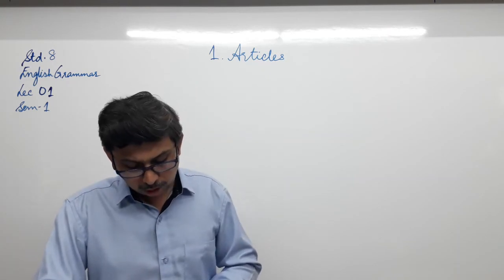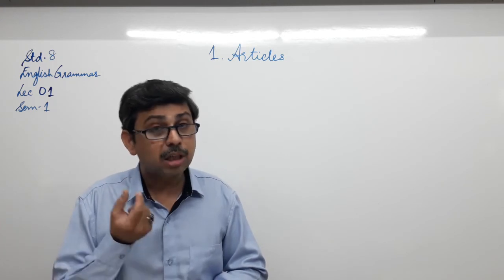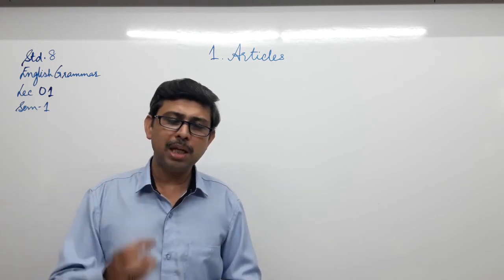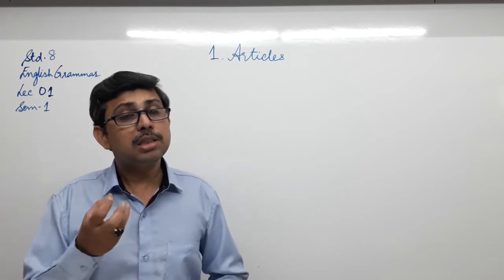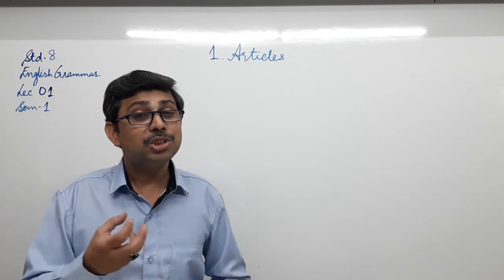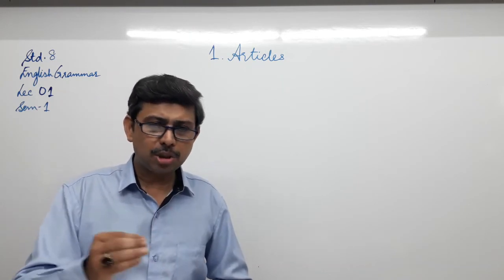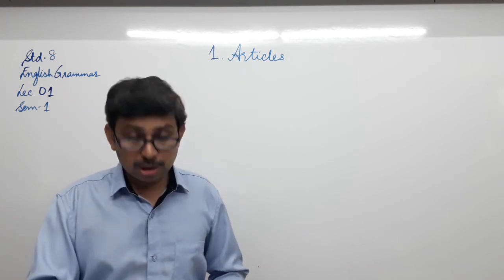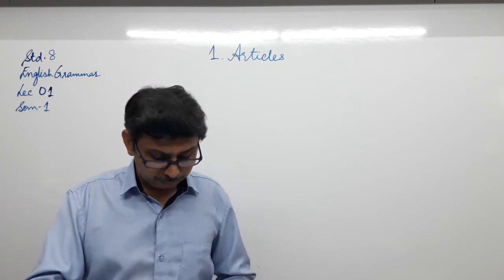Therefore, before a common noun in the singular, so it's a common noun, it's a singular noun, it's a countable noun, used in a general sense. When you make use of a singular countable noun in the general sense, when you are not using it as a specialization but as a very general thing, to say something or convey a message, we don't use the article a or an before it.